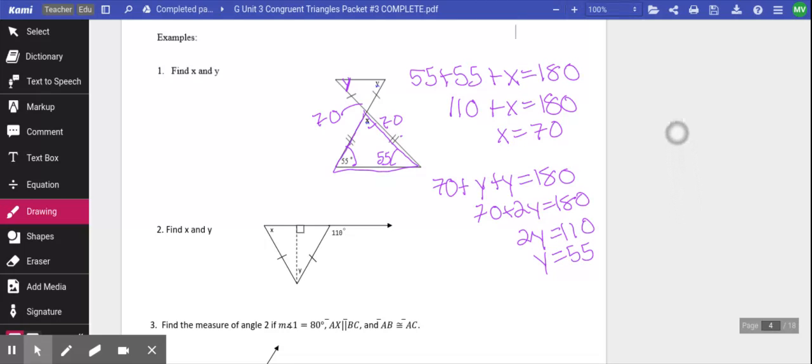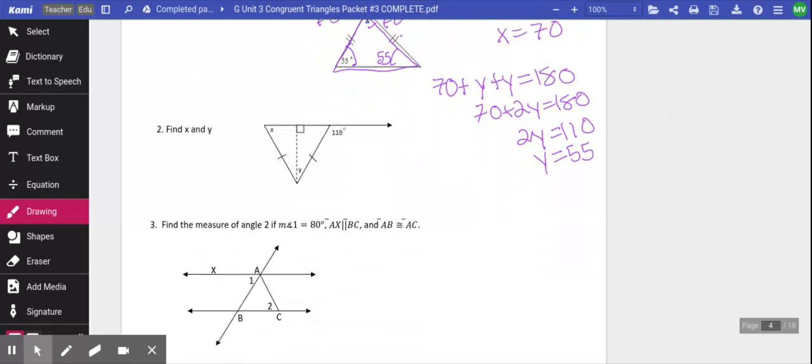Now this example is a little bit trickier because 110 is an exterior angle. So we need to remember that an exterior angle is equal to the two interior angles that are away from it added together. So in this case, it's going to be Y and 90 equals 110. So I subtract 90, and I find out Y equals 20.